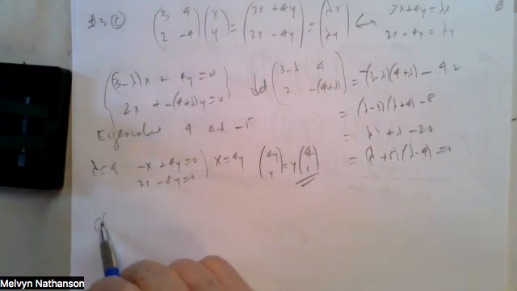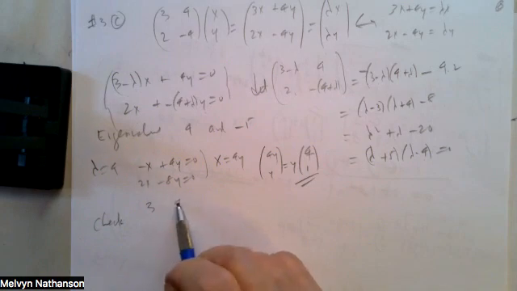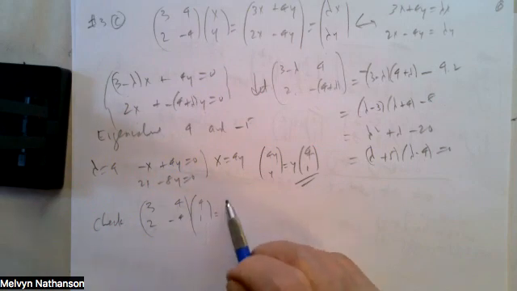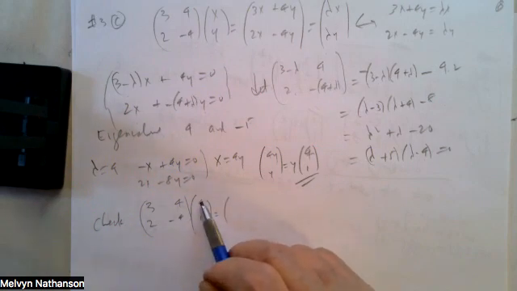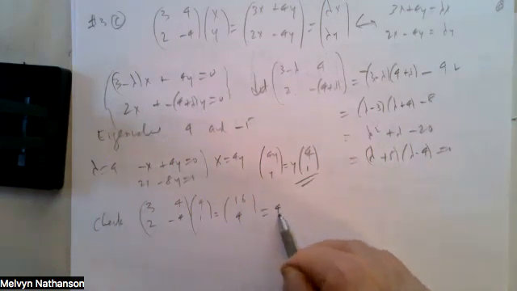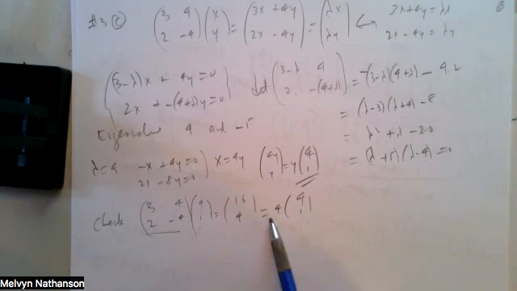Let's check. If I take the matrix 3, 4, 2, minus 4 times the vector 4, 1, this is 12 plus 4 is 16. 8 minus 4 is 4. That's 4 times the vector 4, 1. So the matrix times 4, 1 is 4 times 4, 1. So this is an eigenvector with eigenvalue 4.